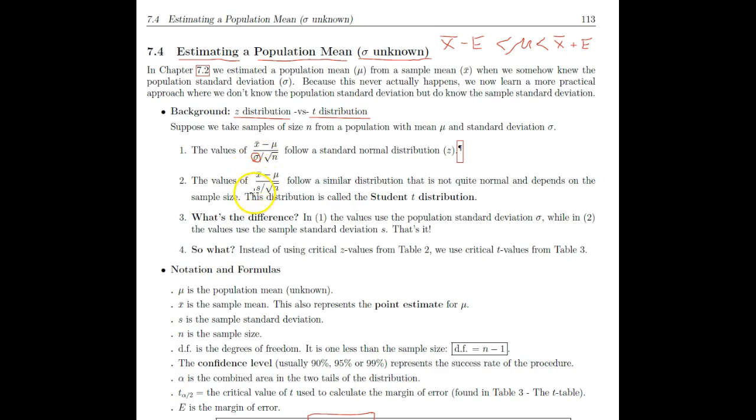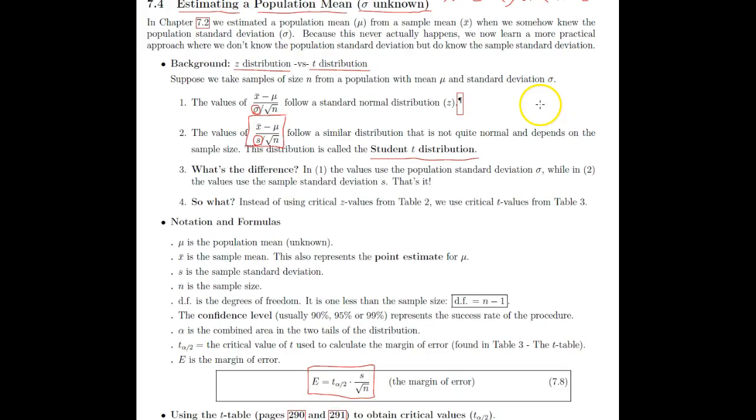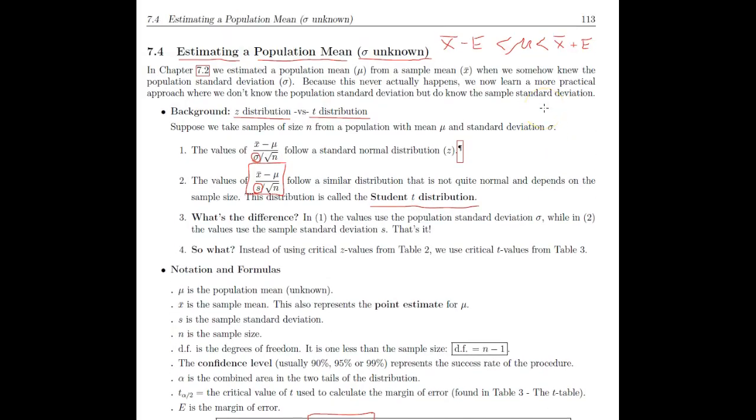So instead of using sigma, let's use S, the sample standard deviation. And it's going to turn out that the values of this expression right here actually follow a pretty similar distribution to the normal distribution, but it's not quite normal. And it depends on the sample size. It's actually a whole family of distributions. And we call this distribution the student T distribution. T, because T is the letter that we use to denote the variable. You'll see down here, we call it T sub alpha over 2. So our critical values are called T critical values.